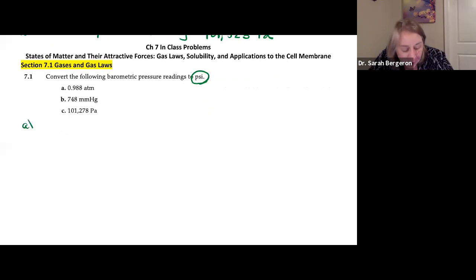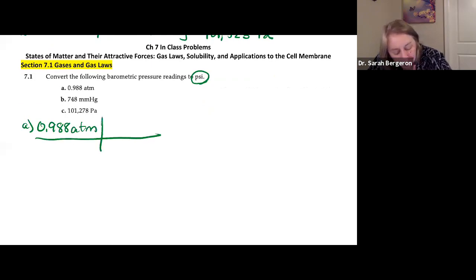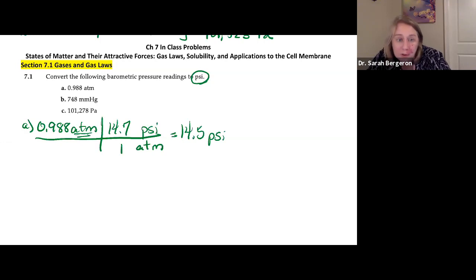So the first one, 0.988 ATM. We always want to put what we're starting with on the bottom. We want to put what we're going to, PSI. So you have to remember that that was the 14.7 PSI in 1 ATM. So 0.998 times 14.7, 14.5 PSI. Don't forget your units. Be very careful about your units.